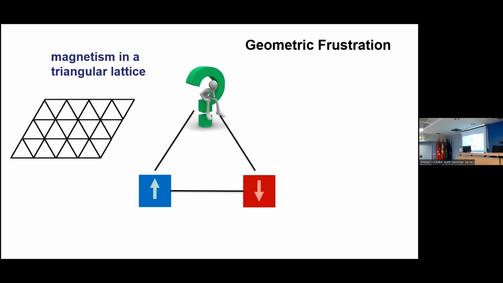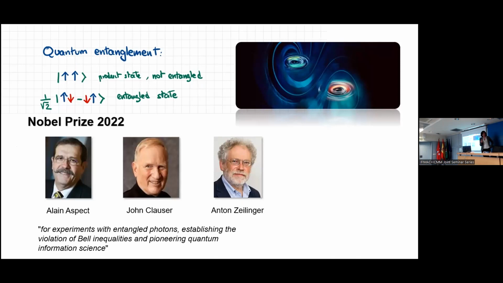And here is where we come into really using a very deep concept in quantum mechanics, which is the concept of quantum entanglement. So if I have this type of frustration, most probably the system will go into a state that breaks this frustration by making use of the concept of quantum entanglement. What is quantum entanglement?